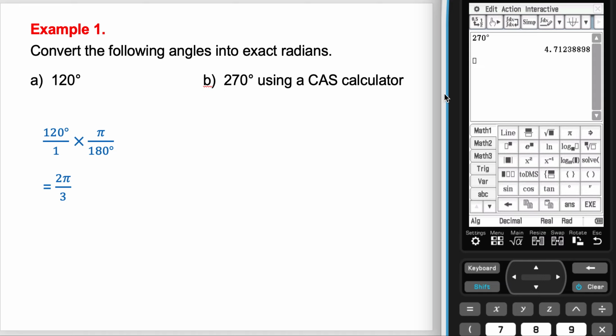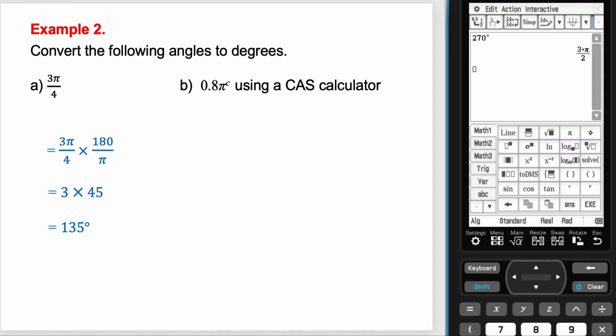Now we wanted exact answers here, so I don't want to be in decimal mode. I'm going to change decimal into standard, hit execute again, and we get 3 pi on 2 radians. Next example. Oops, the answer popped up straight away. That's a bit of a spoiler, isn't it?